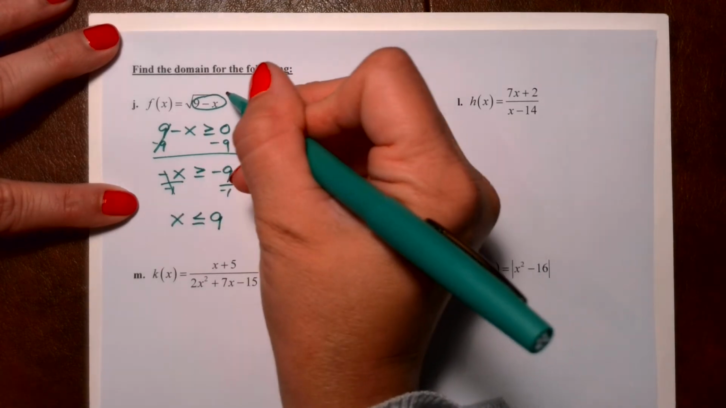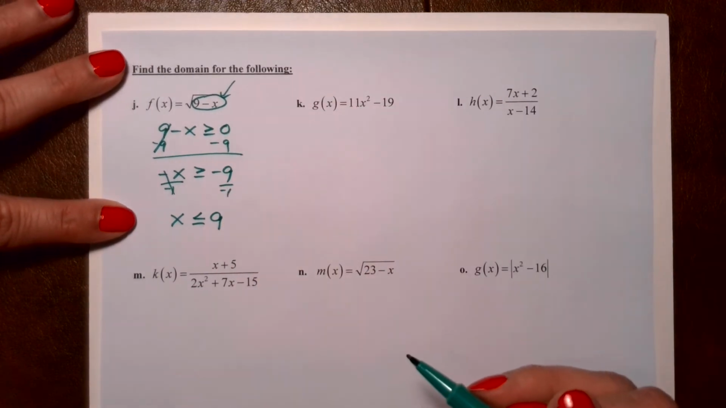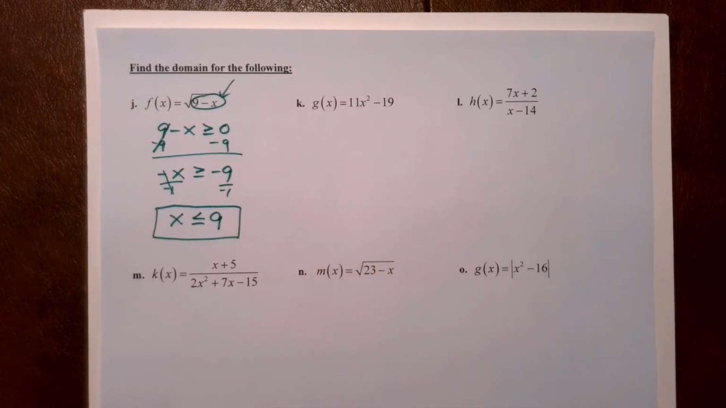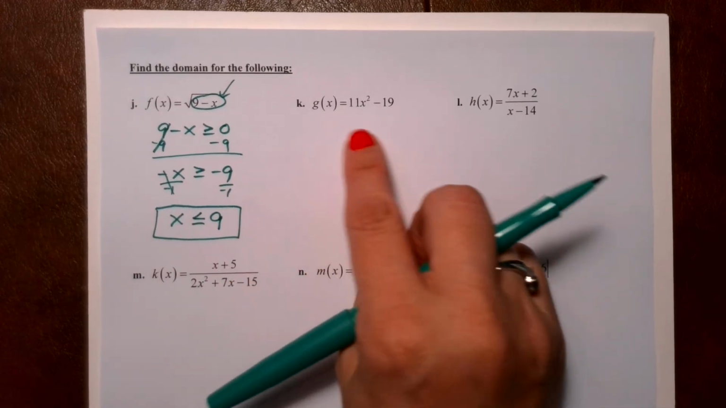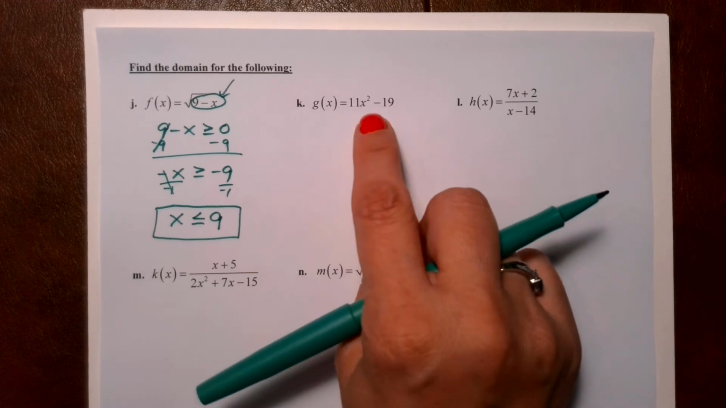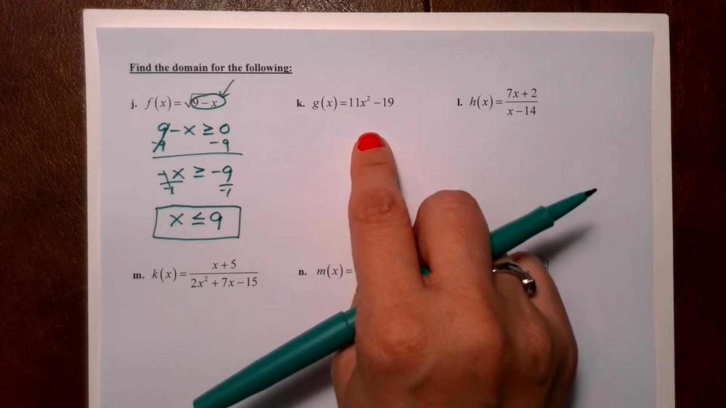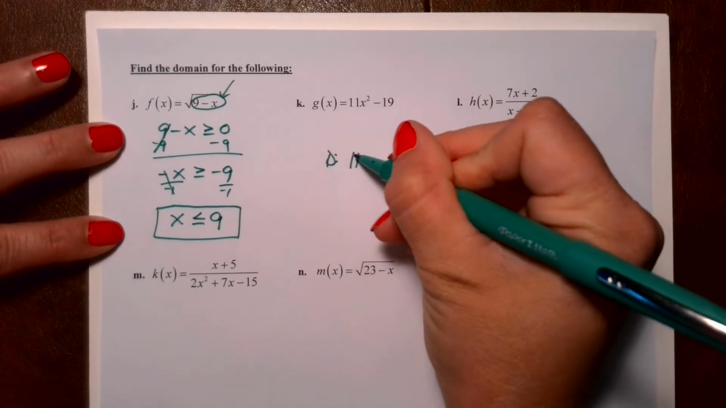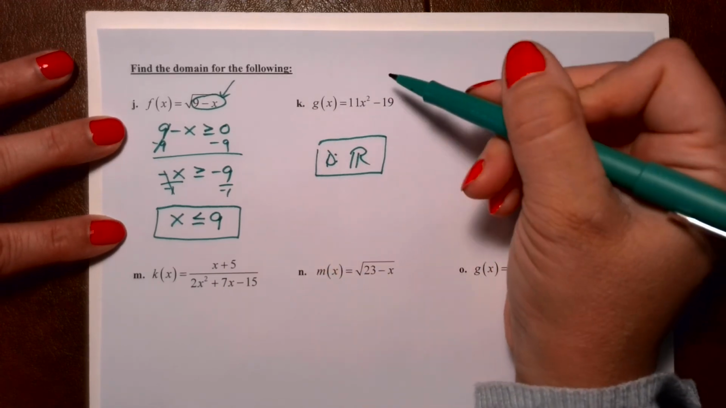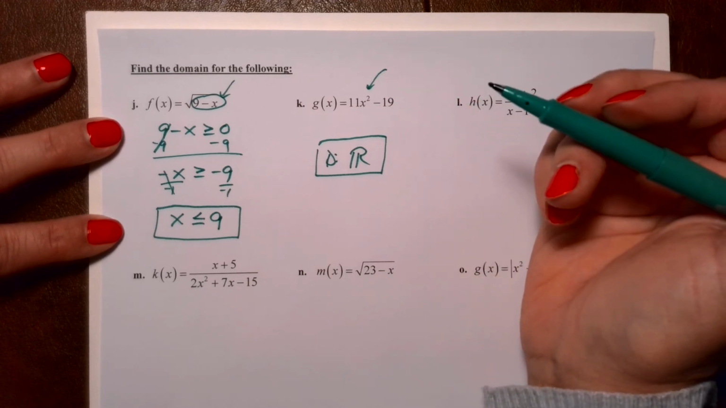Like 2? Can I put 2 in right there? 9 minus 2? Sure, you could take the square root of 7. This is how you write the domain. Letter K. I don't see a radical and I don't see a denominator. What is the domain for letter K? The domain is all real numbers. Any number you want can go in there. You can put a negative, a positive, or 0. All numbers.